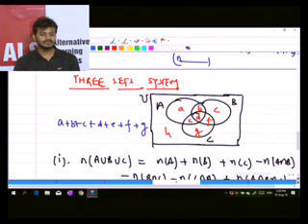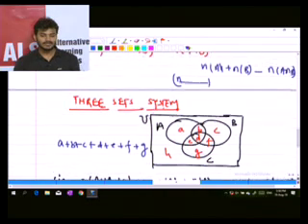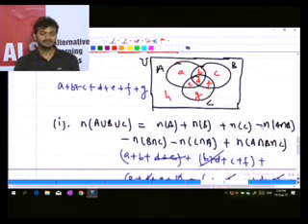This is the B, D intersection part, from this circle and from the B circle. You have counted this twice. Similarly, you have counted this twice and this twice. So basically, you have to subtract it one time. That is why you have subtracted minus of this, minus of this, minus of this.